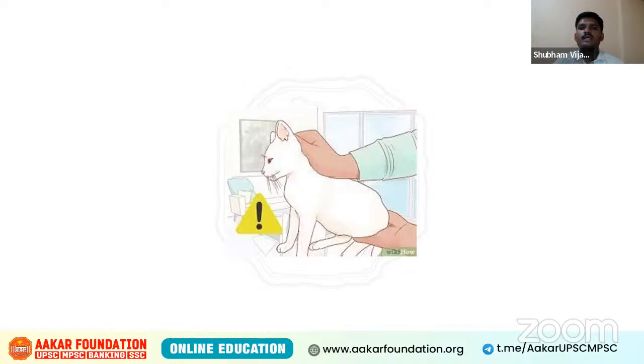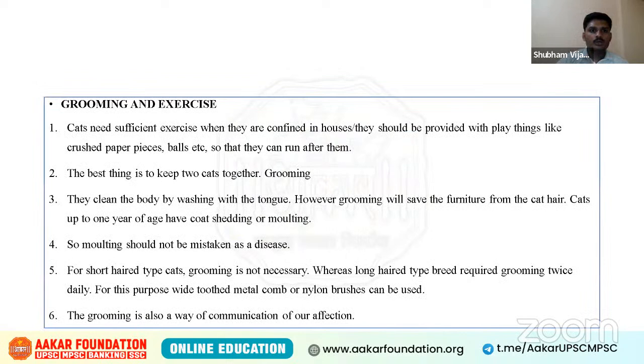We have to hold one hand, keep it on the backside of the neck and place your other hand at the other area of the body. Okay. And even if we have to lift it up, then have to keep one hand entirely and have to curl the fingers so that they can go on the ventral region of cats, and without clutching, we just have to simply lift it up. Now, grooming and exercise.